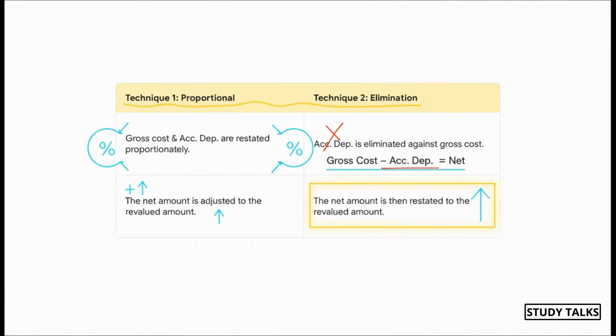When it's time to actually record the revaluation, you've got two techniques to choose from. The first is called proportional restatement. Here, you basically scale up both the gross carrying amount and the accumulated depreciation by the same percentage. The second technique is the elimination method. This one is often easier. You just eliminate, or wipe out, the accumulated depreciation against the gross cost of the asset. Then you take that net amount and restate it to the new revalued amount. Both methods get you to the same place, but honestly, the elimination method is often faster in an exam, so it's a really good one to get comfortable with.